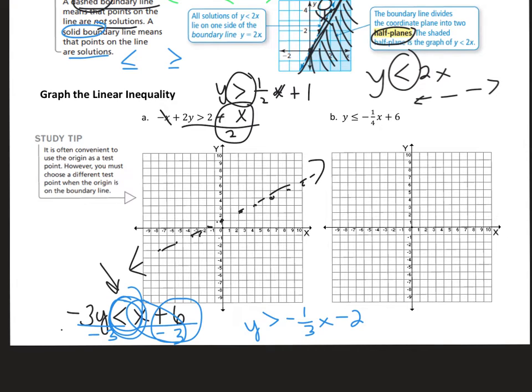Now then I put my person on a ladder. So this is greater than, so I shade above the line, above the head, above the feet of the ladder.